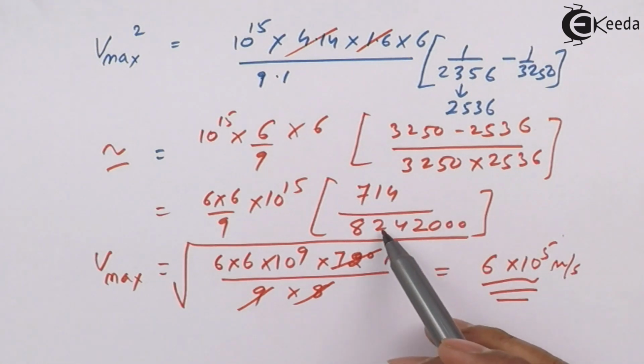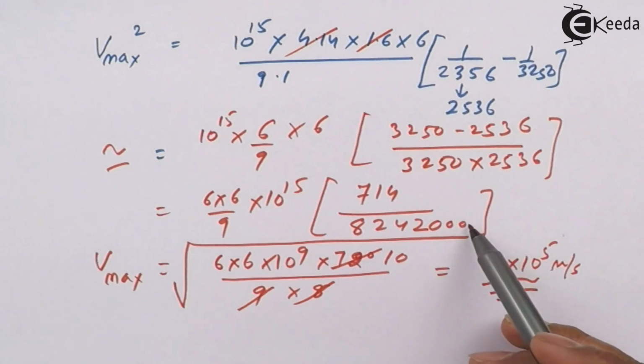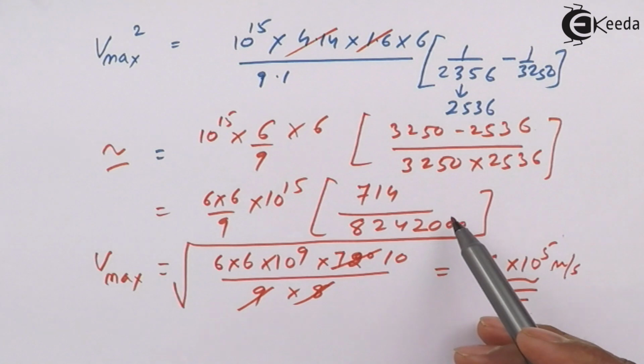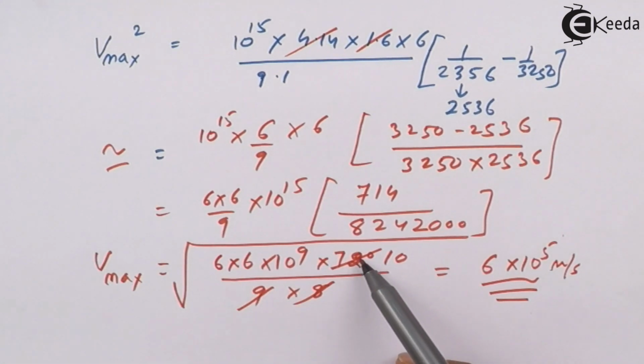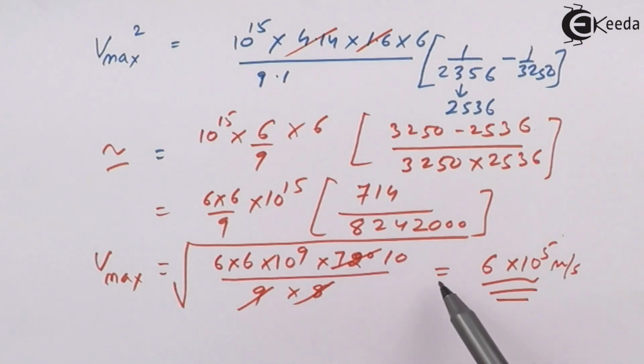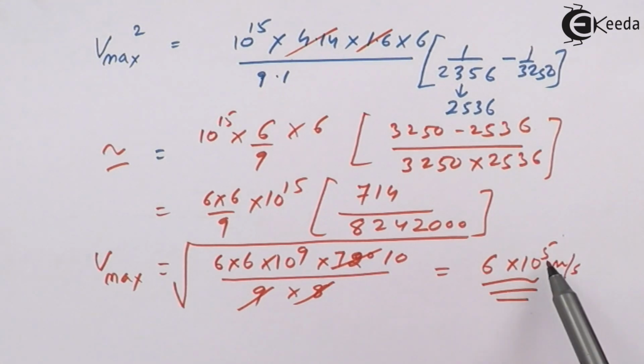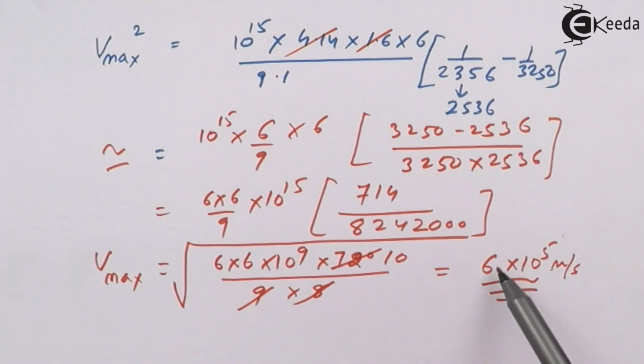Here 8242, I write this as 8 × 10^6, and then I manipulate 9.8 to 72, so I'll make it 72, because I am not interested in the number, I am interested in the power. If you keep the power correct, then you will get the answer correct. So this way you can calculate.